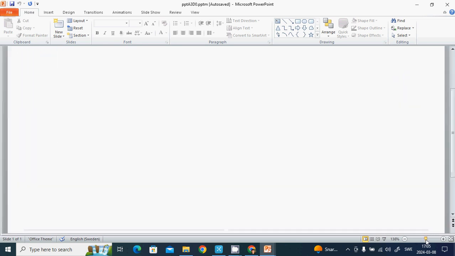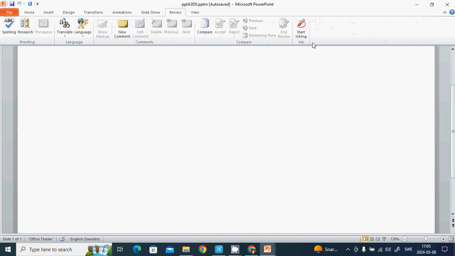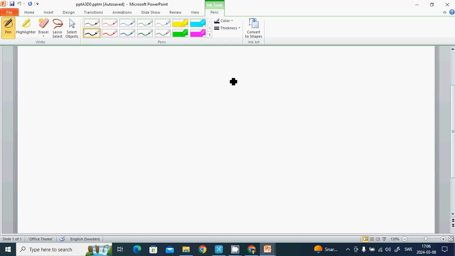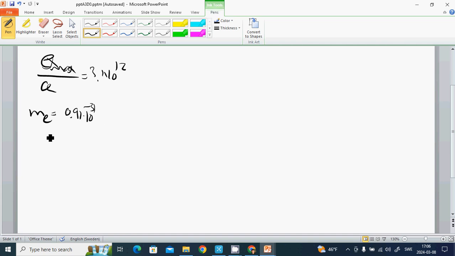Just a second. Okay. And we got Q max divided by Q equals 3.1 multiplied by 10 to the power of 12. And the mass of the electron is 0.91 times 10 to the power of minus 30. Then the M equals this number multiplied by the electron mass, which is 2.8 times 10 to the power of minus 18 kilogram.